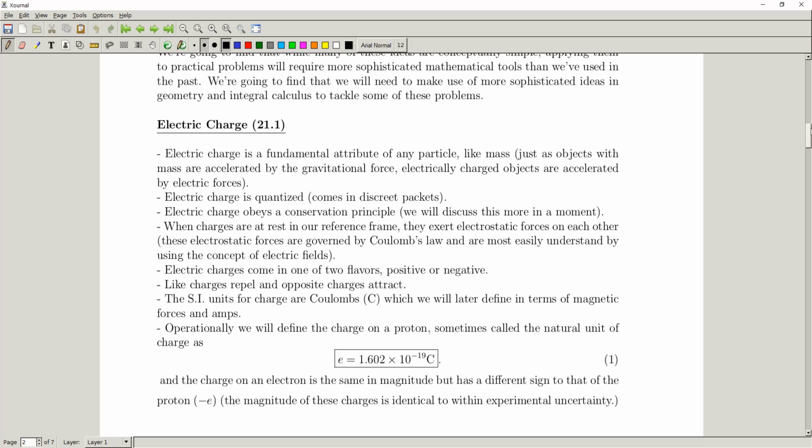Okay. When charges are at rest in our reference frame, they exert electrostatic forces on each other, right? And this is what we're going to spend the next video talking about. This is Coulomb's law, and we're going to spend some time talking about how to calculate these forces and how these forces work. So just keep in mind that when at rest, these electric charges will exert electrostatic forces.